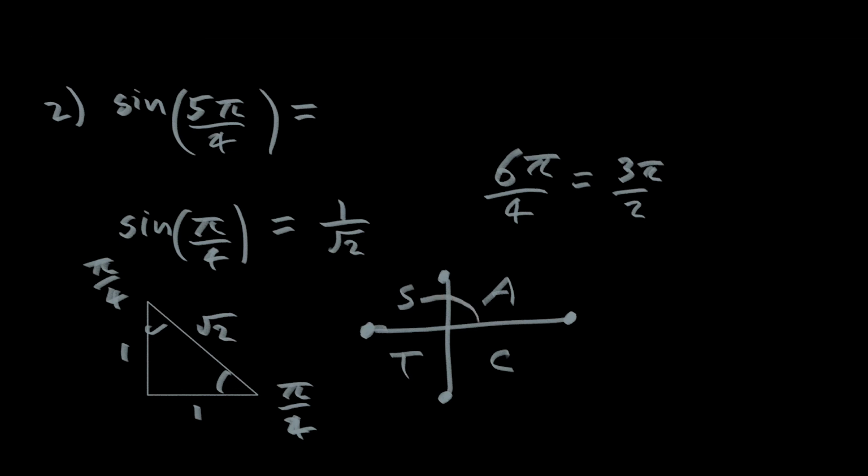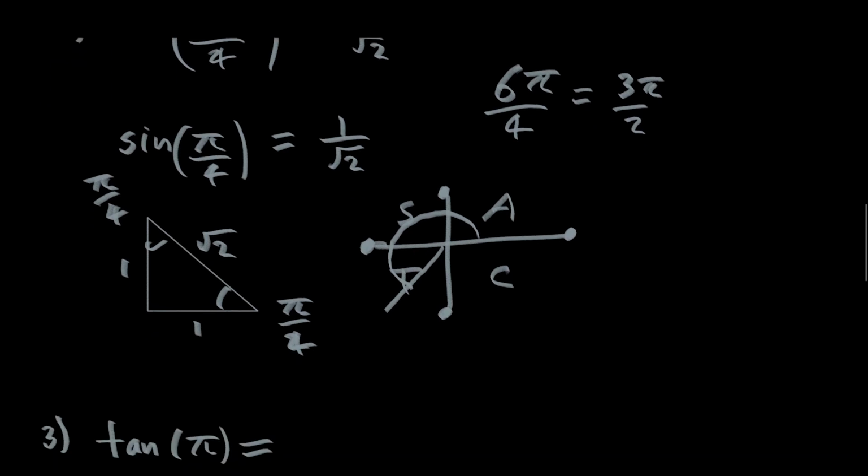We've stopped short of 6π/4, which puts us in the tan positive quadrant. So our answer is going to be negative 1 over the square root of 2, because sine is negative in the tan positive quadrant. Okay, that's that example done.